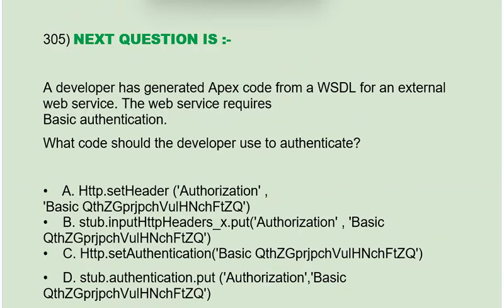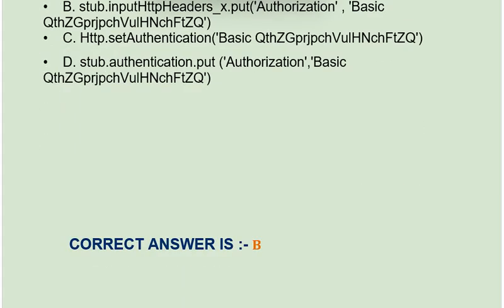Question: A developer has generated Apex code from a WSDL for an external web service. The web service requires basic authentication. What code should the developer use to authenticate? Please see the options as option A, B, C and option D. Correct answer is option B.